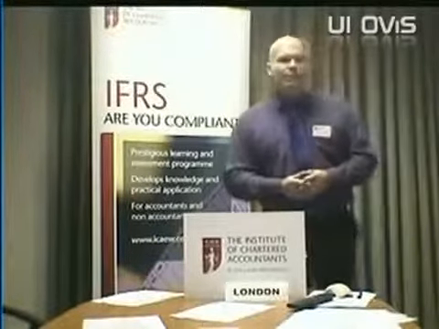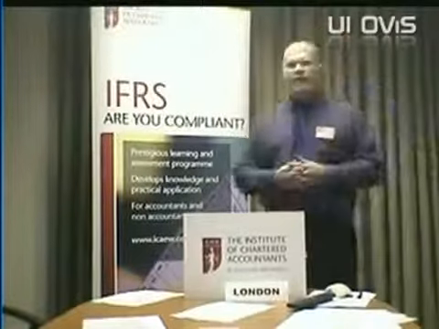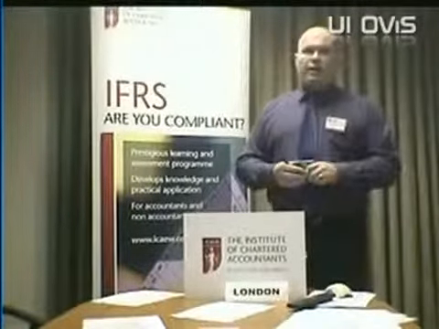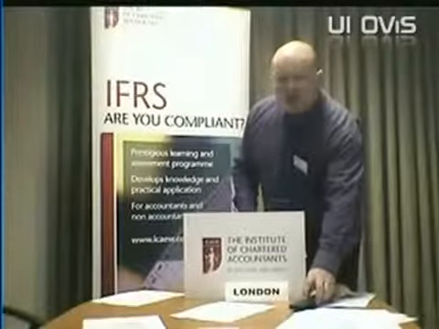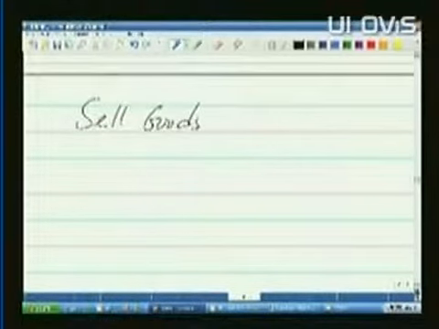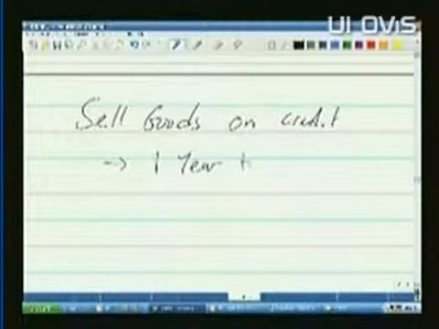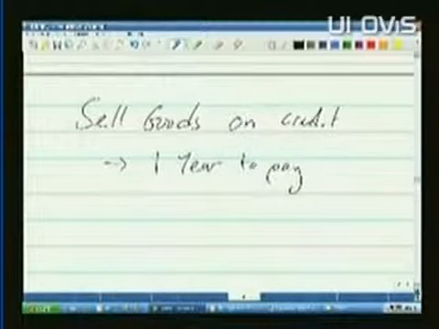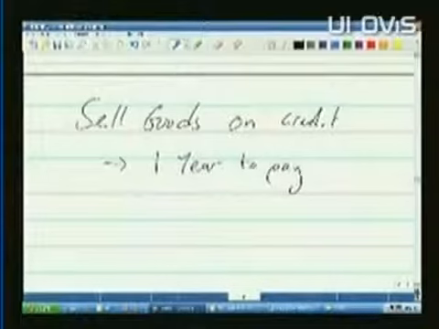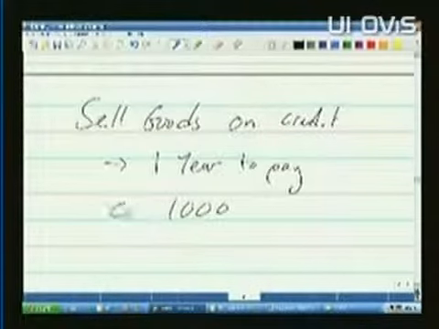Okay? And under IAS 18, we would measure revenue at fair value. So how would we constitute a fair value? Well, that fair value could come from present value calculations. I'll give you a very simple one. Let's say, for example, I sell some goods on credit, and I give them 1 year to pay. So it could be that I've sold some furniture and there's a special offer on at the store where it's interest-free credit for 12 months. And so I know I'm going to have to pay, let's say, 1,000 currency units in 1 year's time.